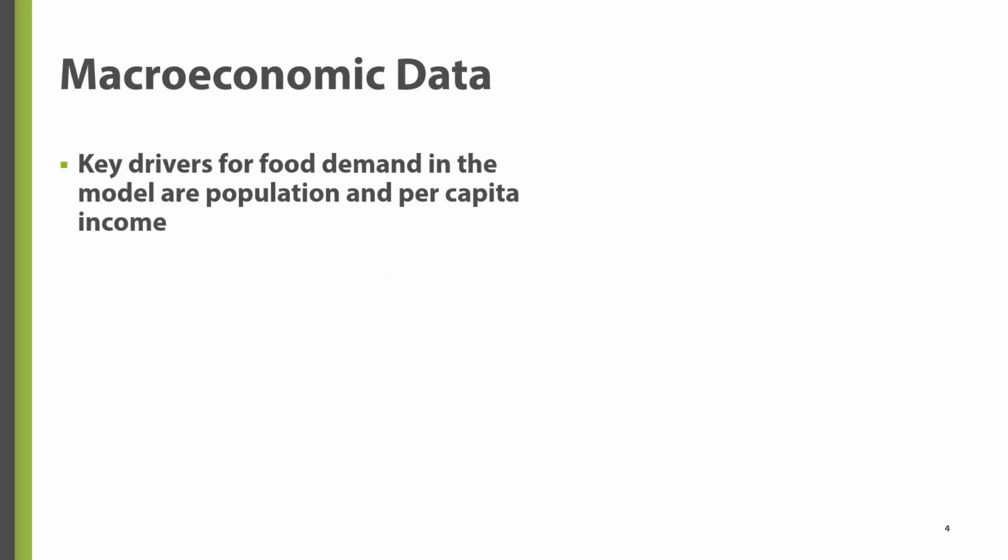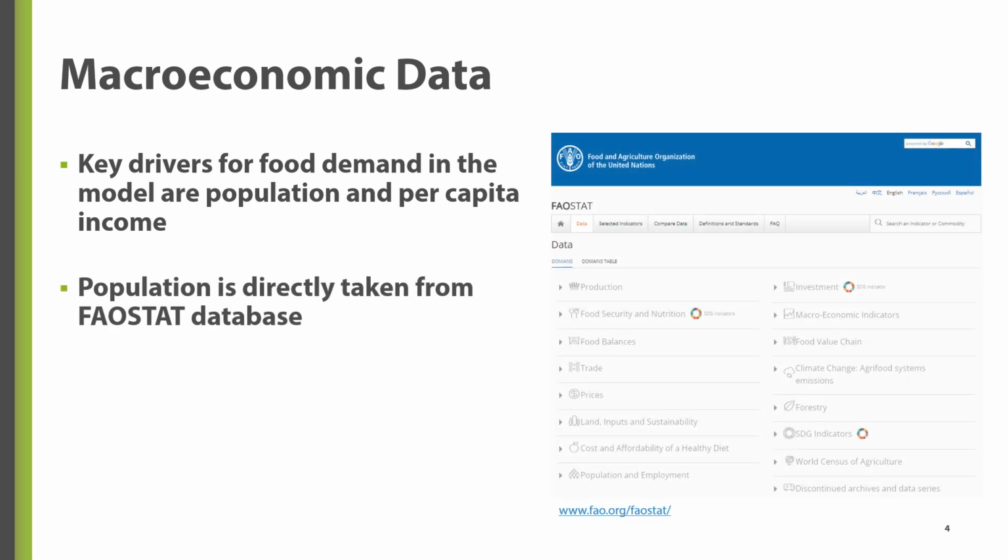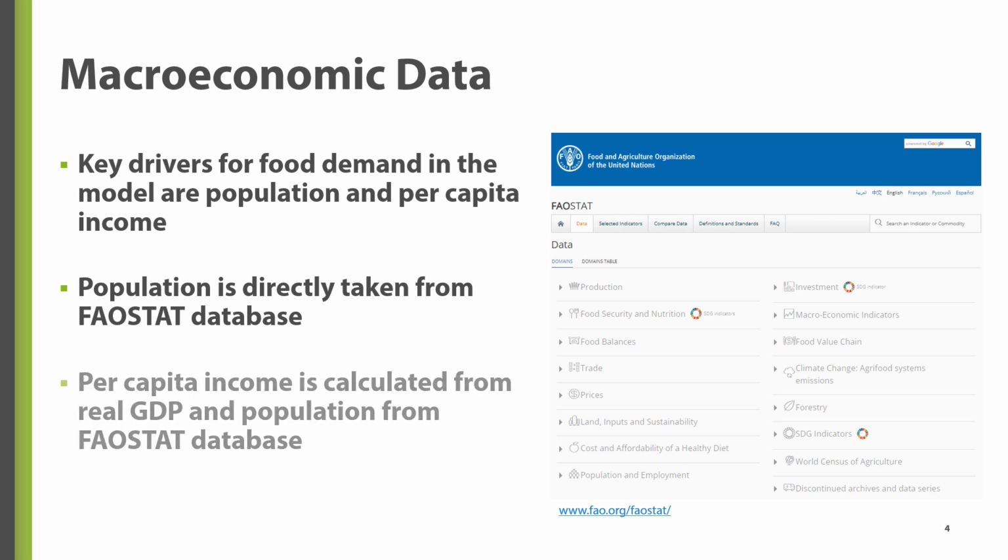The macroeconomic data used in SimpleG includes population and per capita income, the variables of which are the key drivers of food demand in the model. The main source of macroeconomic data is FAOSTAT, which publishes annual data on population and real gross domestic product. Per capita income is calculated by dividing the real gross domestic product by population data from the FAOSTAT database.